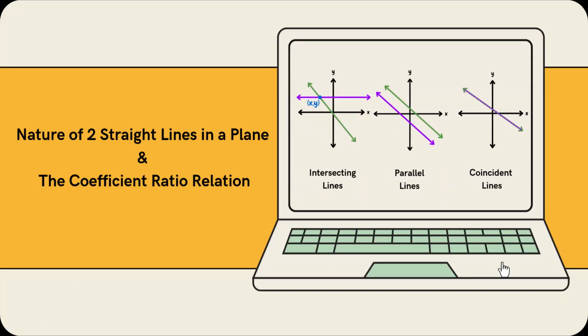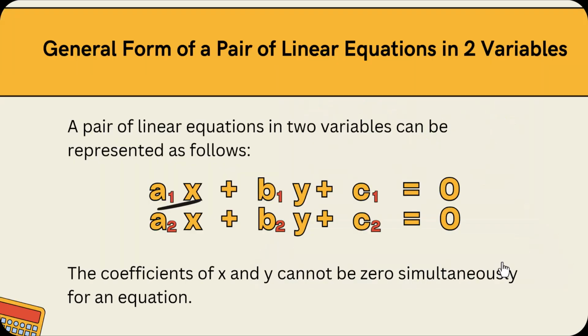Now, what are the different natures of the lines in a plane, and the relation between the coefficients? This is the entire topic that we are going to learn today. This is the new topic that we're going to start. What are the different types of lines? Suppose we have a pair of linear equations. That means we have two lines on the graph.